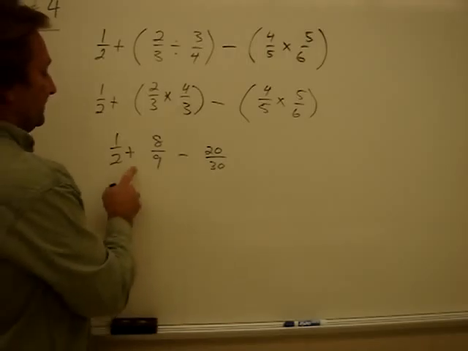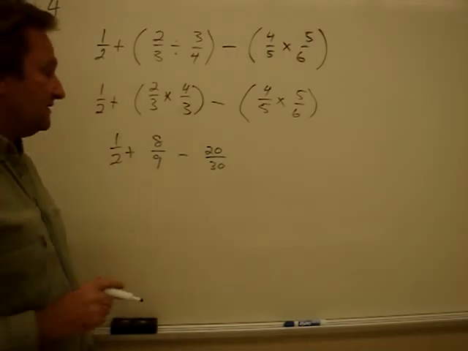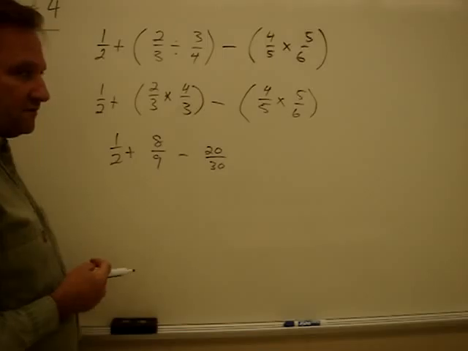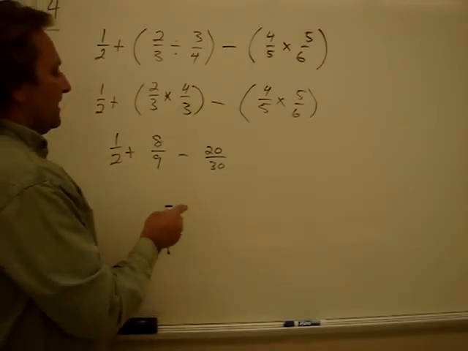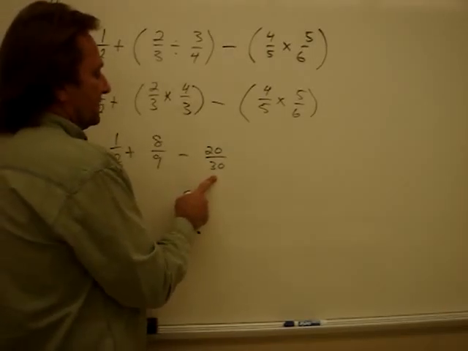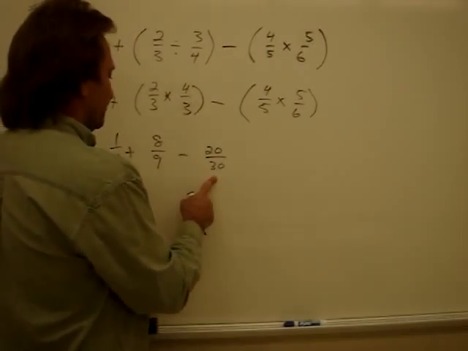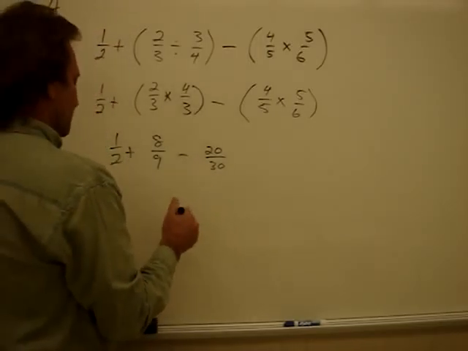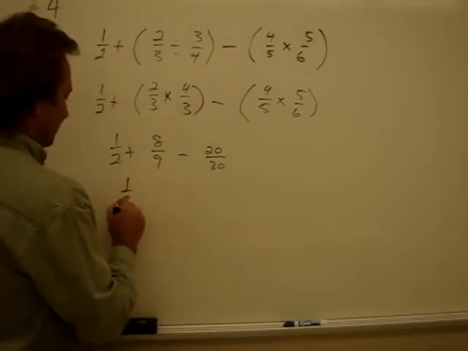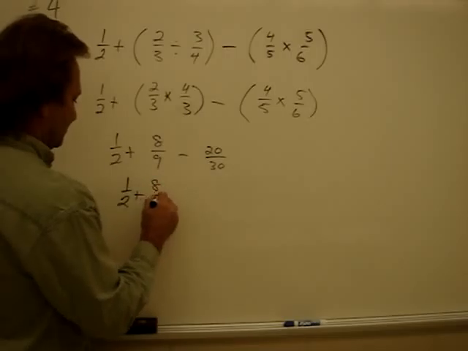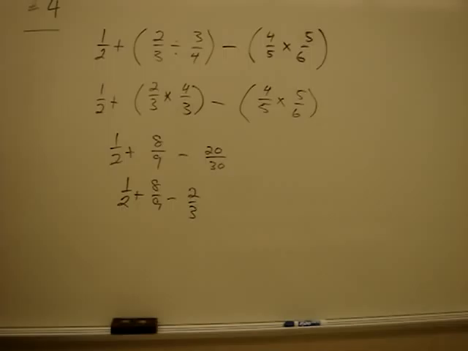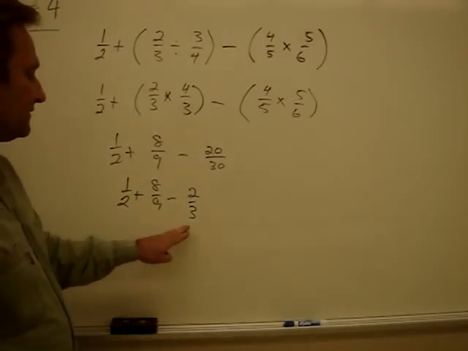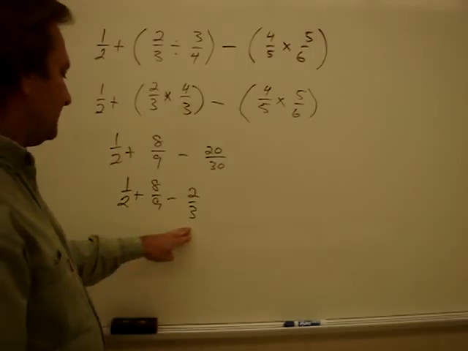Now I need to go ahead and handle the addition and subtraction of the final 3 fractions. I need to come up with a common denominator. I also want to recognize that 20/30 will reduce to 2/3. So let me rewrite this problem as 1/2 plus 8/9 minus 2/3. And a common denominator between the 2 and the 9 could be 18, and that would also work for the 3 because 3 will also go into 18.